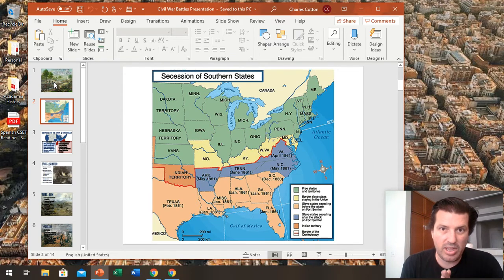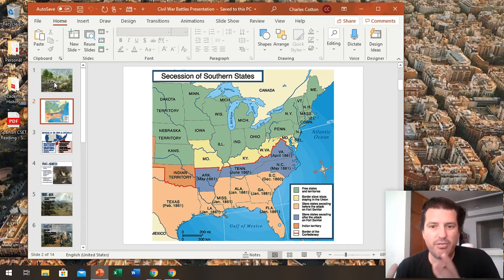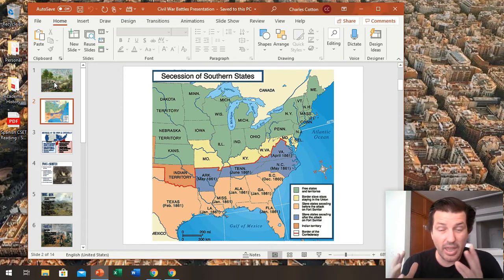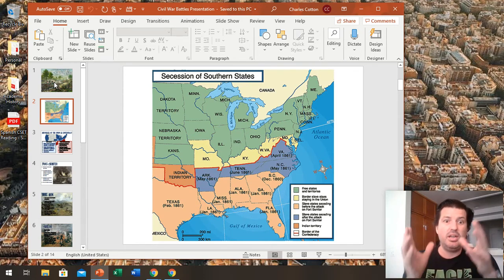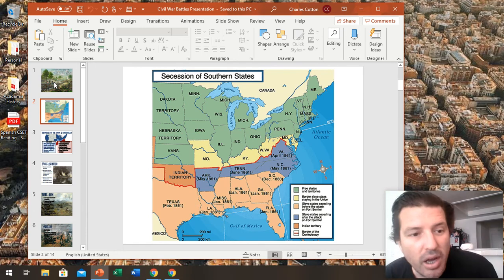Okay. Remember, California was never a slave state. So even though you can't see it on this map, it was never a slave state, it was a free state, and was a state during the Civil War, even though it was kind of far away. All right.